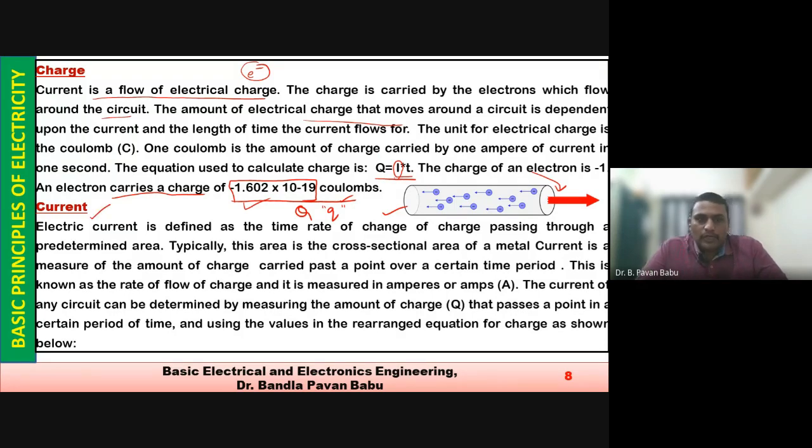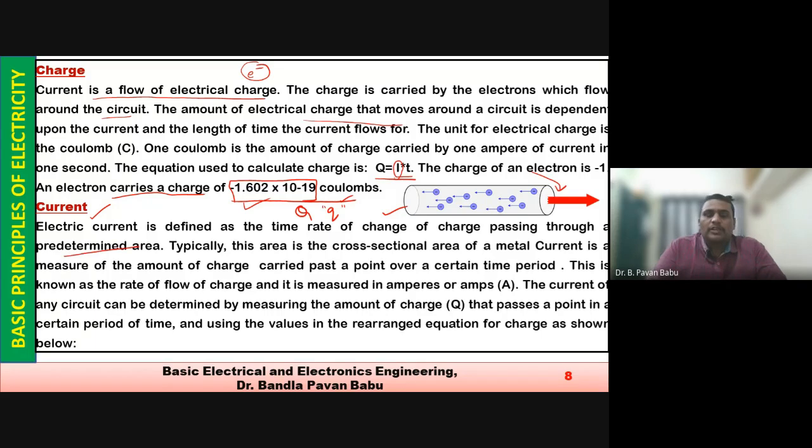So what do you mean by current? It is the flow of electrons. Majority charge carriers in any type of element are electrons, and that is why flow of electrons is current.